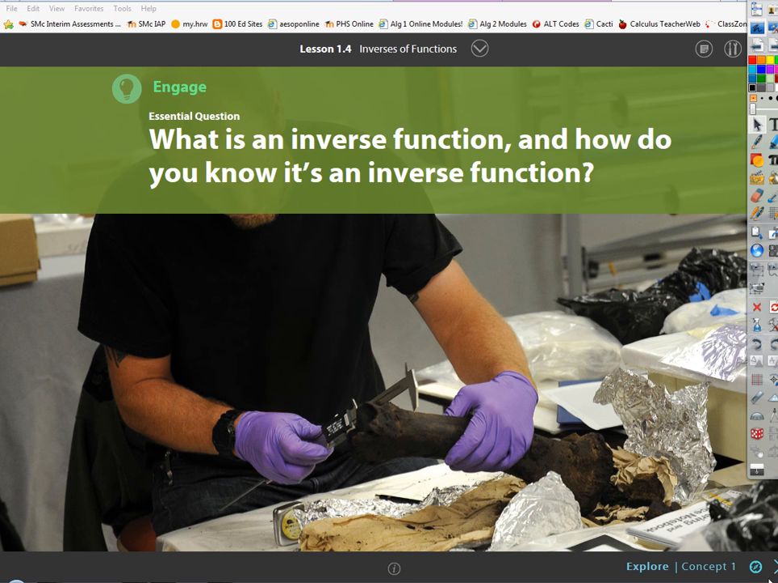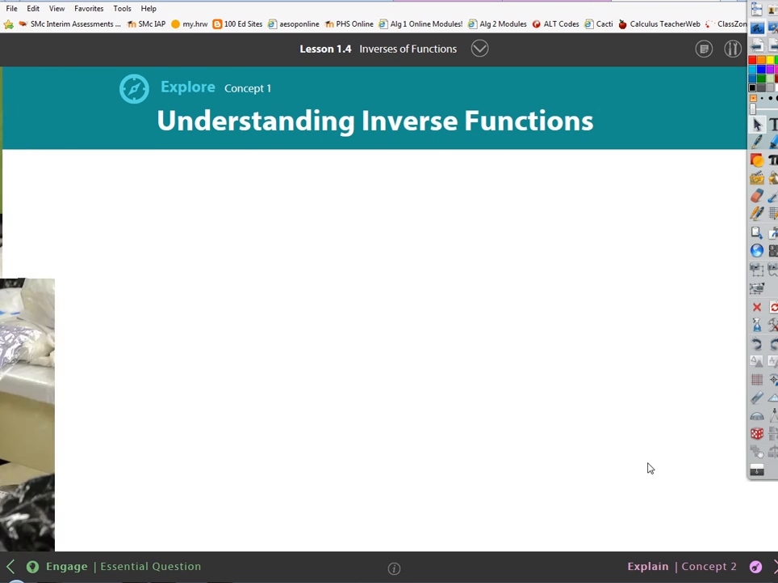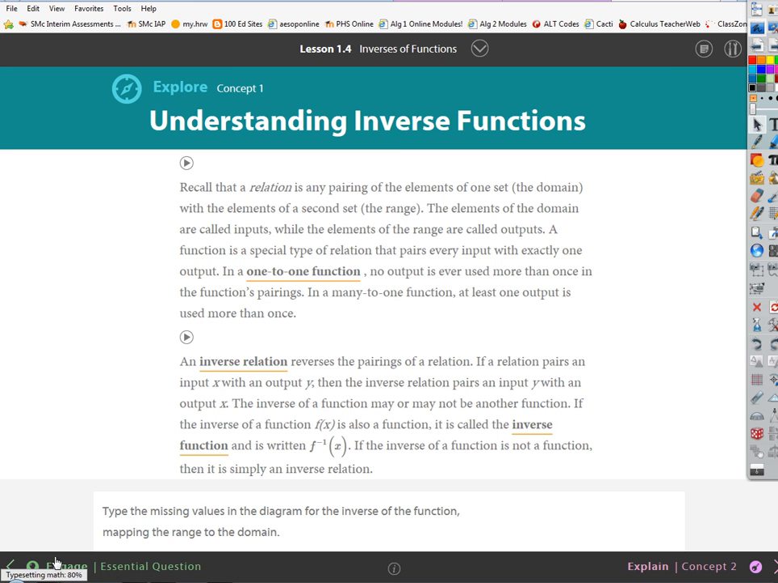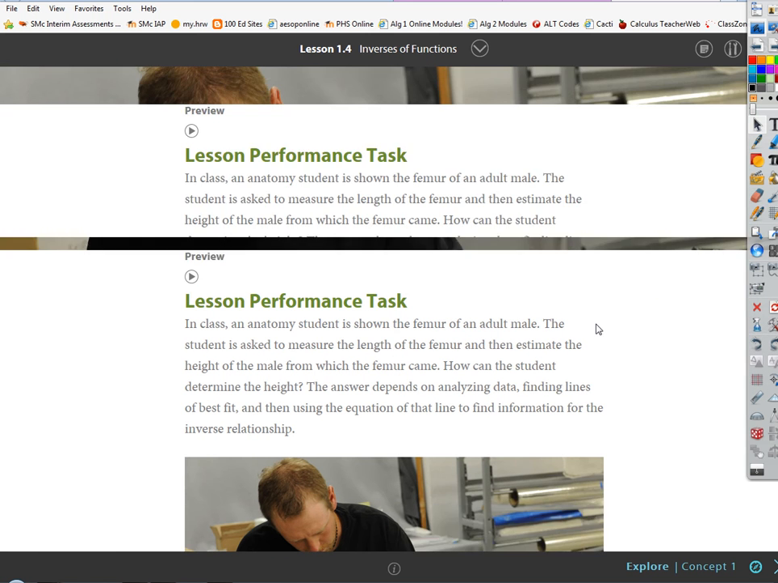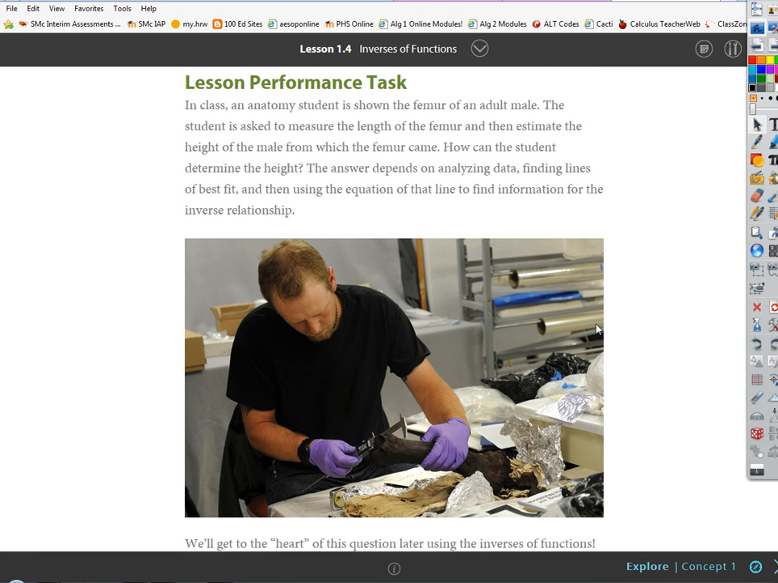Okay, so this is just an online interactive lesson. Recall the relation. So what about this here? In class, an anatomy student is shown the femur of an adult male. The student is asked to measure the length of the femur and then estimate the height of the male.